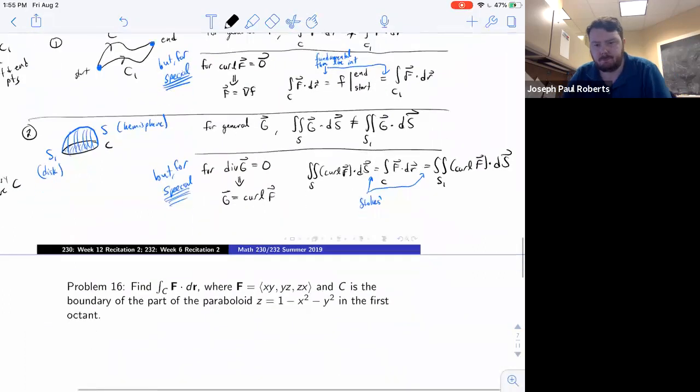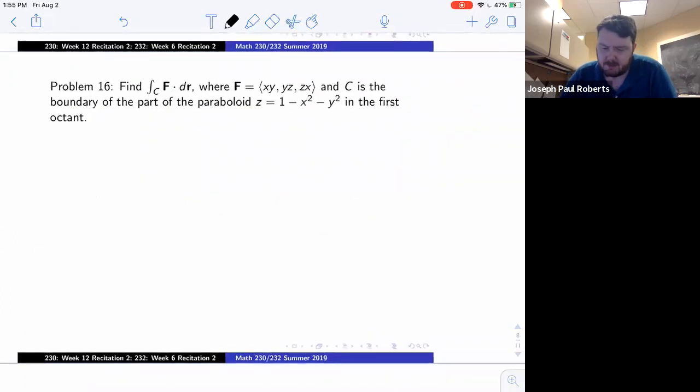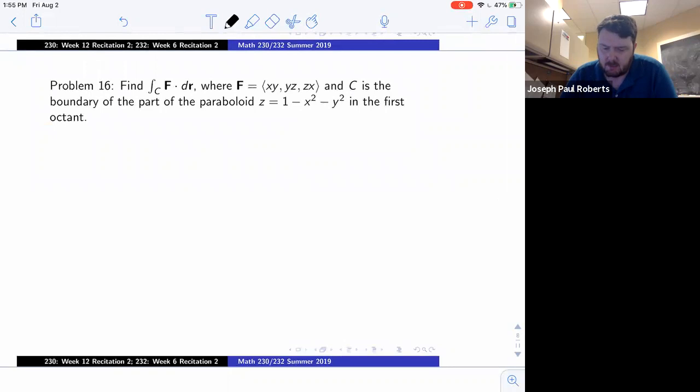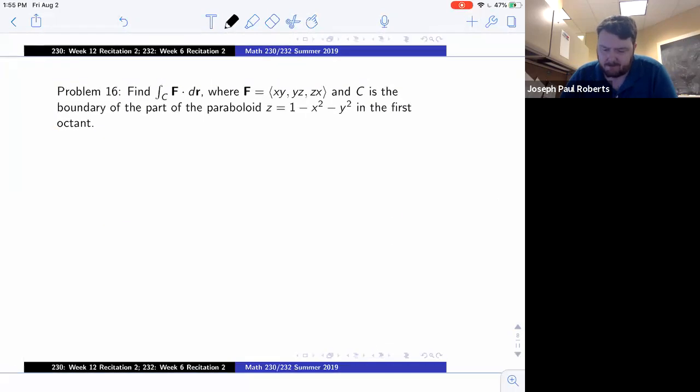Okay. So let's do these questions. Let's do the easier one first. So find the integral of F dot dr, where C is the boundary of the part of the paraboloid in the first octant. Ooh, and I guess I should say counterclockwise from above. Forgot to include that.